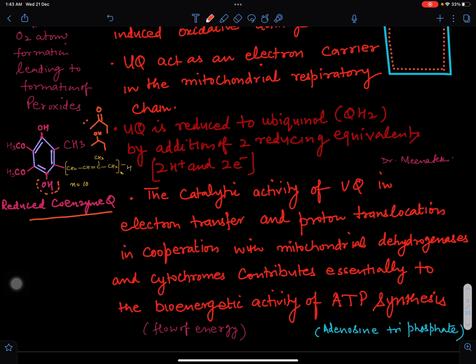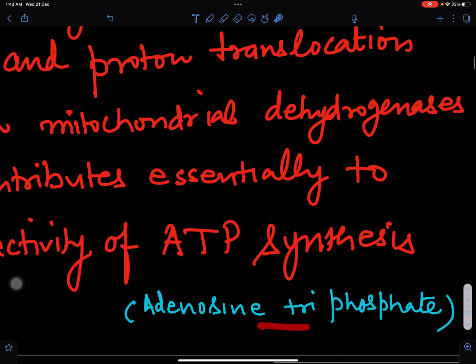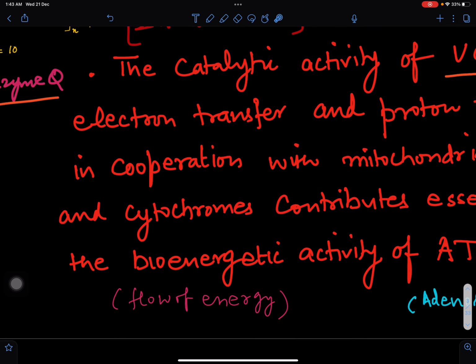So we can see ubiquinone acts in the electron transfer process, and this has a catalytic activity. Catalytic is when a reaction becomes fast. So this is called catalytic activity, and this also helps in proton translocation in cooperation with mitochondrial dehydrogenases and cytochromes. It contributes essentially to the bioenergetic activity of ATP synthesis. ATP is adenosine triphosphate. What is bioenergetic activity? This is the flow of energy in living beings.